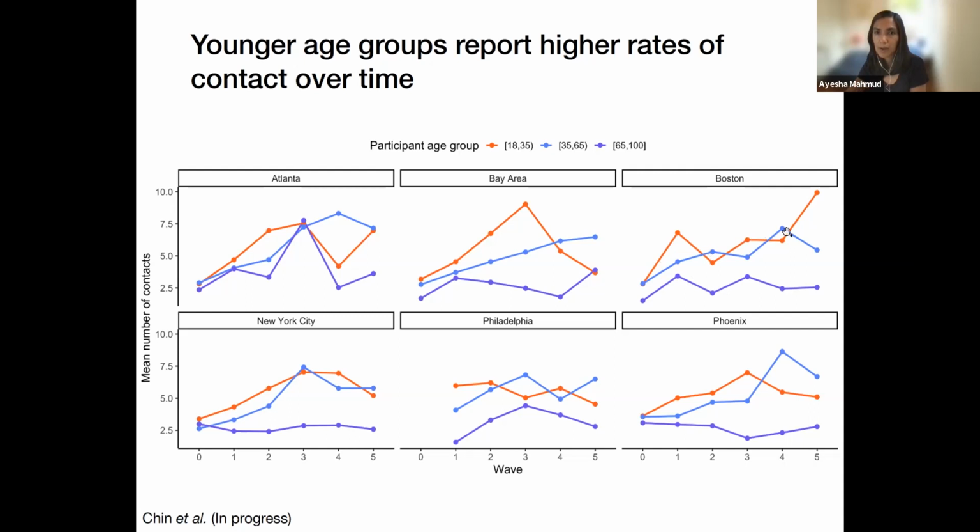So for example, in Boston, this 18 to 35 group really takes off, probably with some return back to colleges, even though most campuses were still online for most of our survey wave. But you can still see this increase in contacts, particularly in the younger age groups, over time.